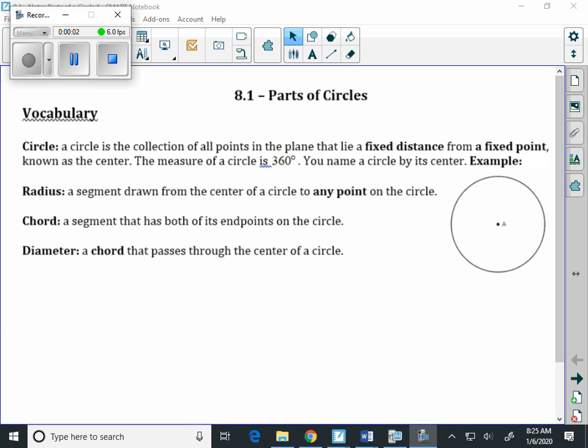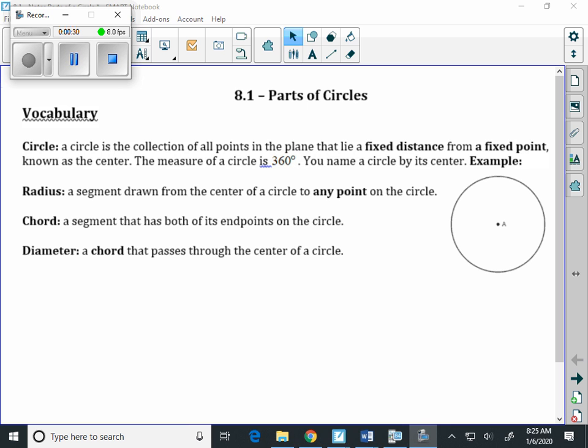Today we're going to talk about circles, and we're just going to get the basics of circles. And we need to know some vocabulary about circles, and luckily throughout your years of schooling you've probably learned many of these terms. The first one: a circle is the collection of all points in the plane that lie a fixed distance from a fixed point known as the center.